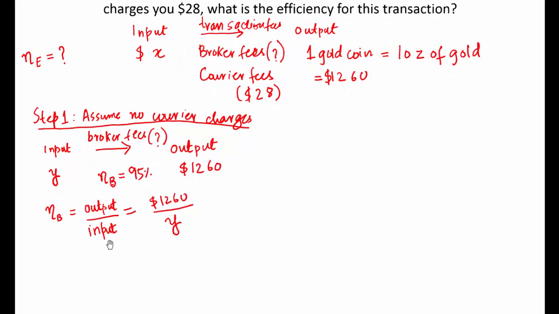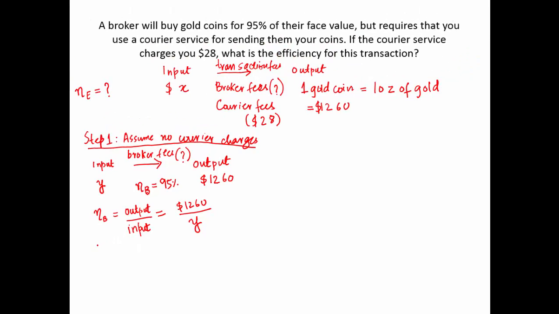So we know that the efficiency of this transaction is 95%, so our unknown here is Y. So Y is equal to $1,260 over N_B, which is $1,260 divided by 95%, and I'll just multiply by 100%. So Y is equal to, if we calculate that number, it turns out to be $1,354.